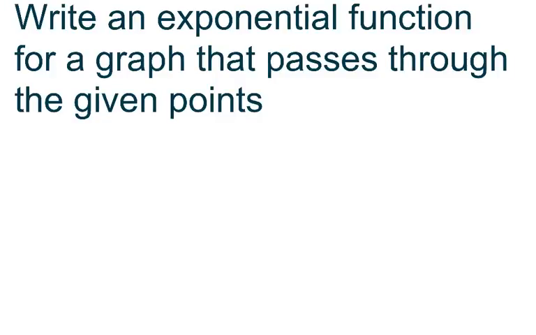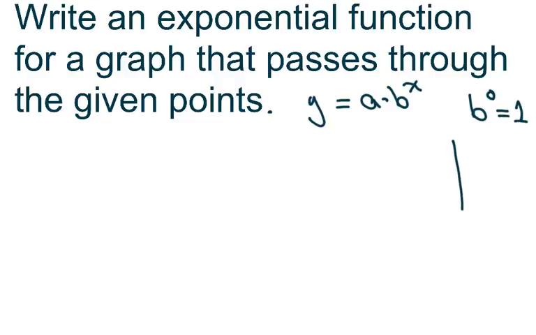Hi everyone, we're going to write an exponential function for a graph that passes through given points. I have 4 problems here, and we're going to write the equation as y equals a times b to the x power. And if you recall, b to the 0 equals 1.